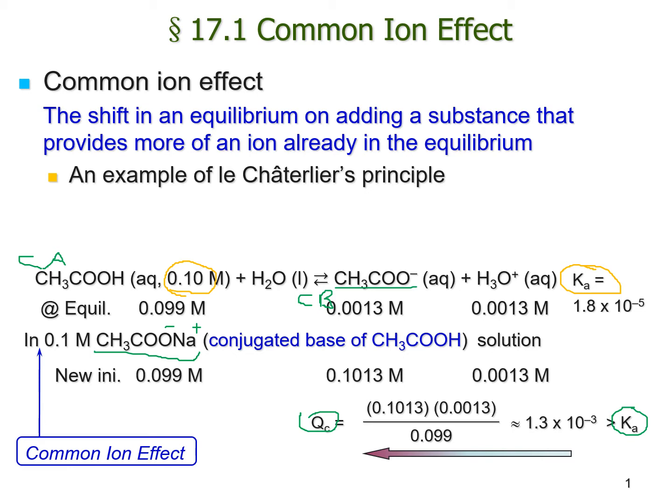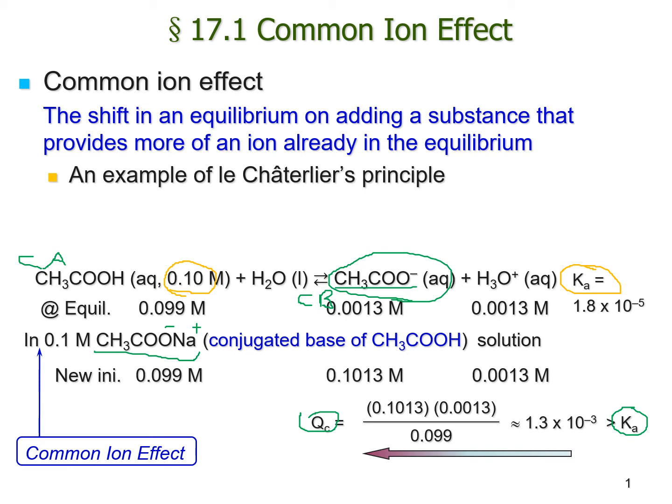To the very bottom. It is an example of Le Chatelier's principle because, as we recognize, if we add more of the product, according to Le Chatelier's principle, equilibrium shifts to the direction that reduces the concentration of the acetate. So equilibrium shifts to the left. So the common ion effect is an example of Le Chatelier's principle.